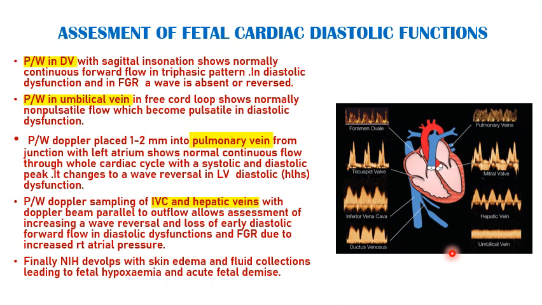Pulse wave Doppler is placed 1 to 2 mm into the pulmonary vein from the junction with the left atrium and shows continuous flow throughout the whole cardiac cycle with systolic and diastolic peak. It changes to A wave reversal in left ventricular diastolic dysfunction.